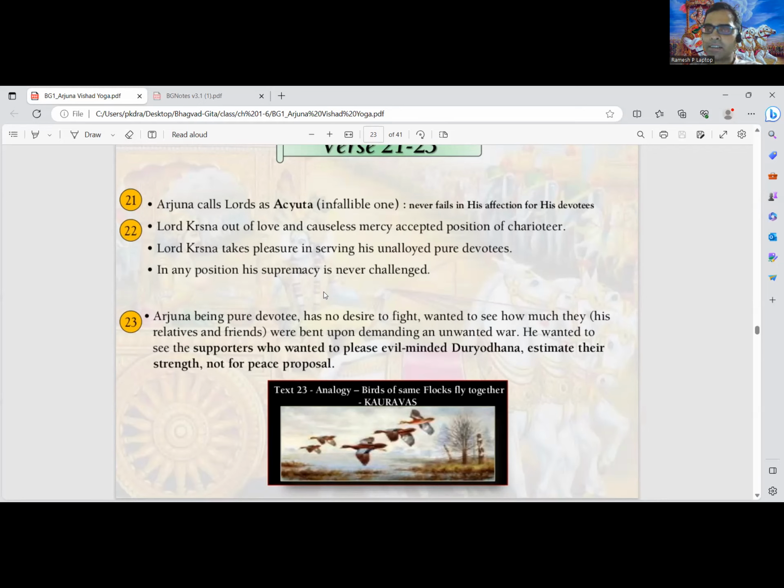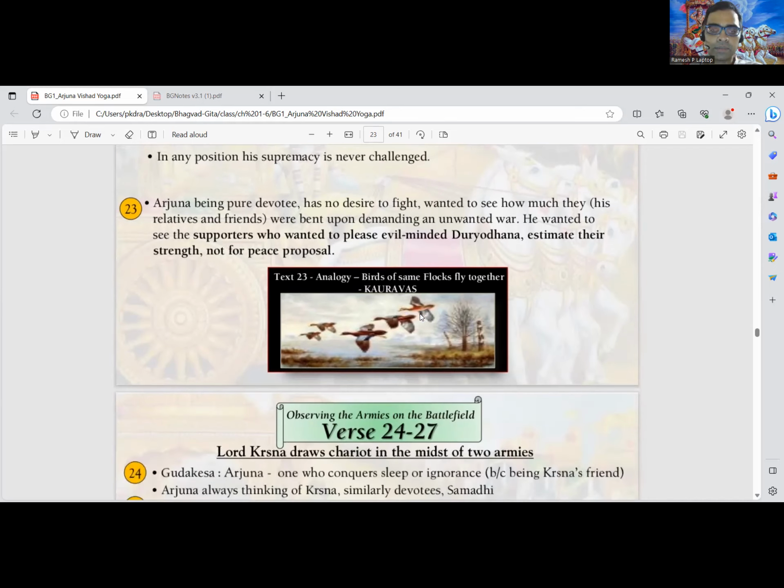So he has no desire to fight. He wanted to see who are on the other side, and the supporters who are there on the other side. Here Prabhupada writes that on the Kaurava side, all the like-minded people were assembled. In English, there is a saying, birds of the same feather flock together. That is the analogy being used. So that is what is meant here.